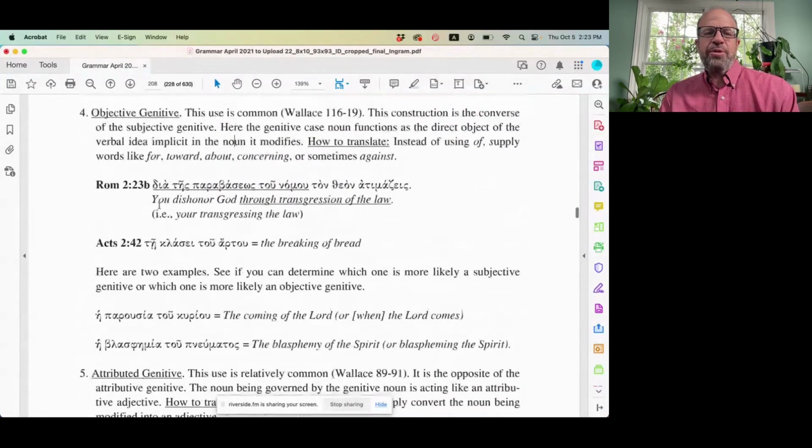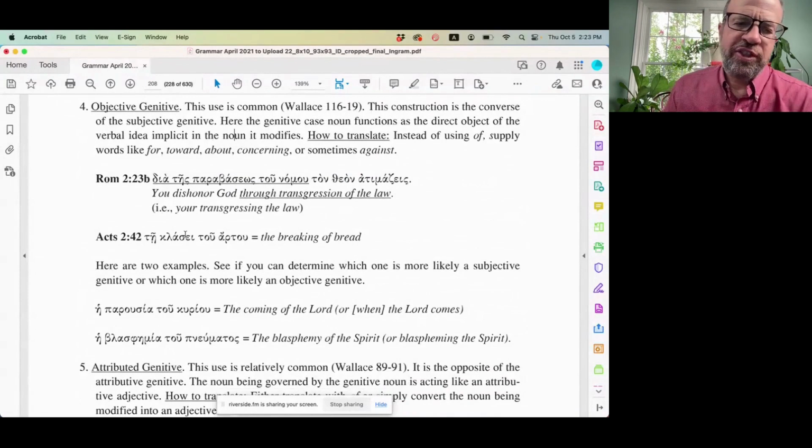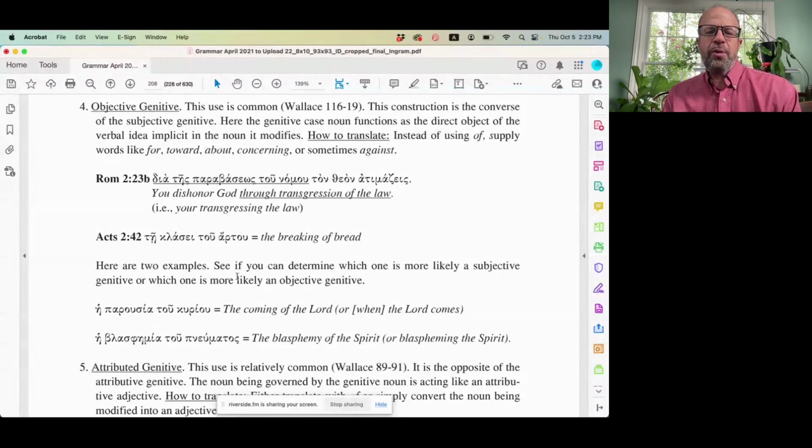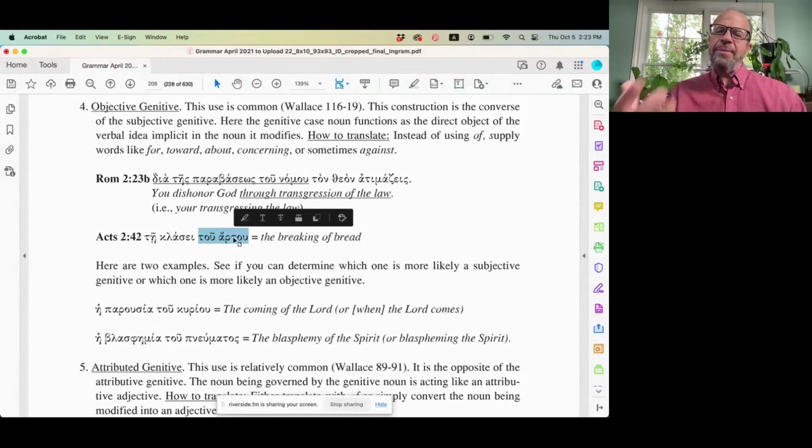So another good example of an objective genitive is in Acts 2:42. Te klasi tu artu, the breaking of bread. Here, obviously, the bread is the object of the verbal idea of breaking.